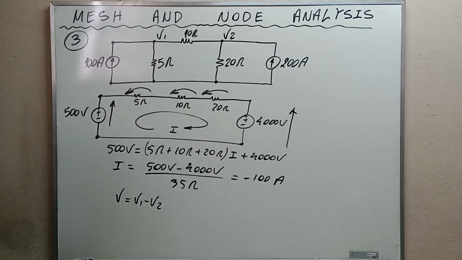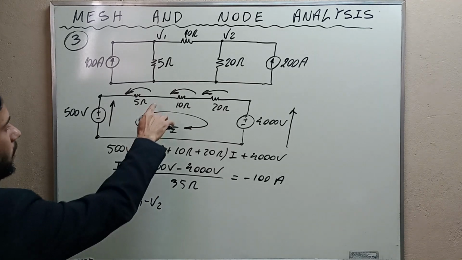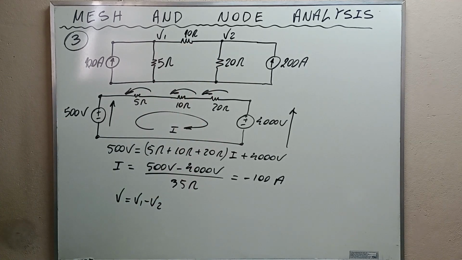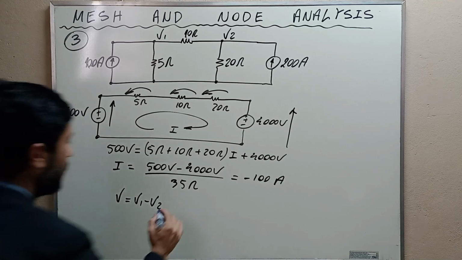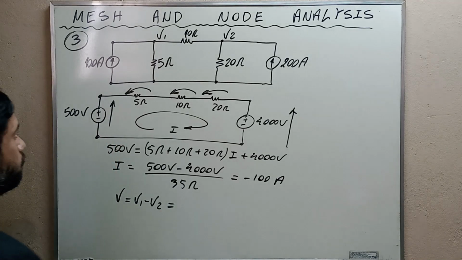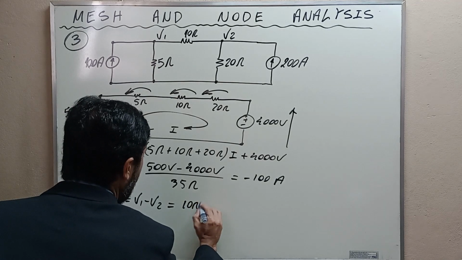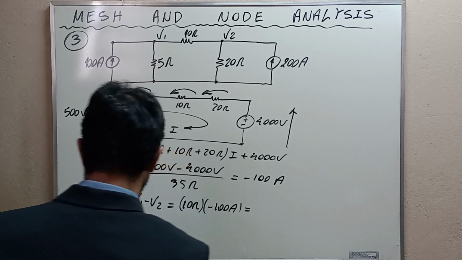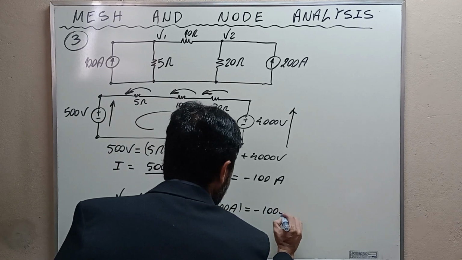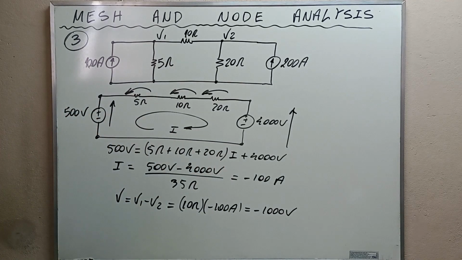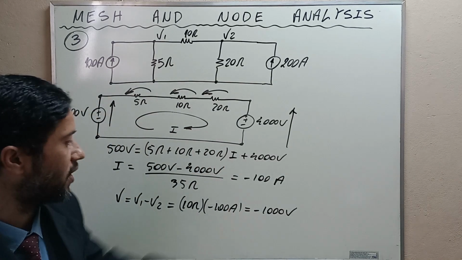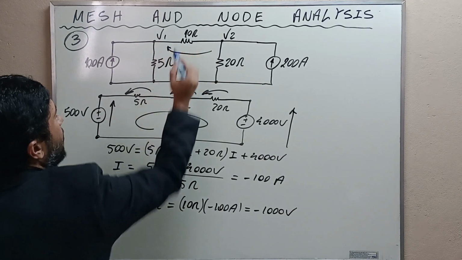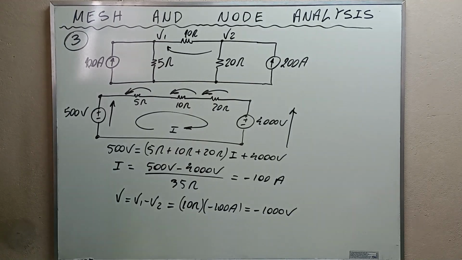Okay? We are supposing here that V1 is higher in potential than V2, but actually it is not. Okay? It's equal to 10 ohms times negative 100 amps, and this is equal to negative 1000 volts. And what does that mean? Why this negative sign? We are supposing that the voltage drop is in this direction here. That's why the negative sign.